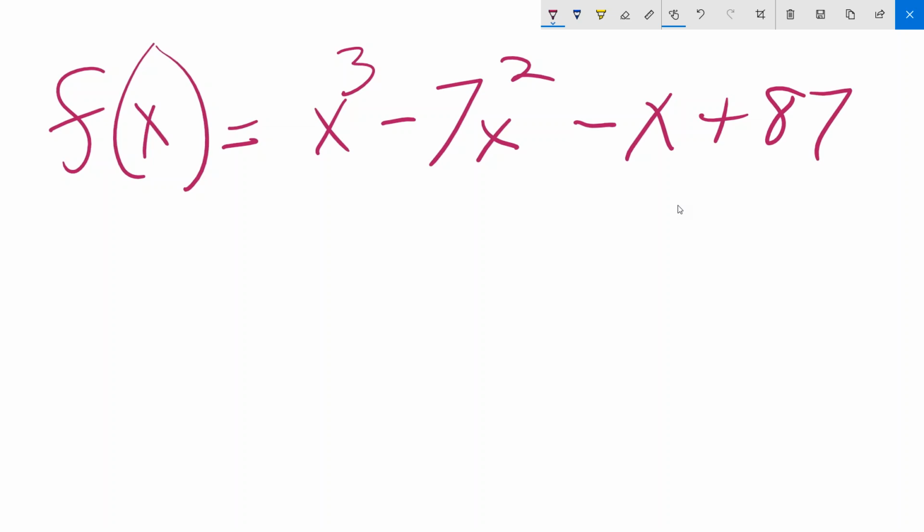You can't do that by grouping. Yeah, I tried that. Are you familiar with the rational factor theorem? No. That's the way you solve it. If you can't solve it by grouping, the only way to solve it is the rational factor theorem.